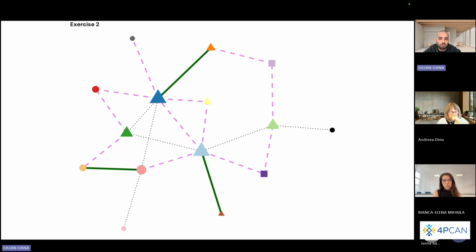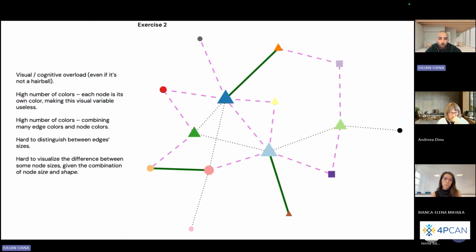They're the same size, but of course, because we've applied this combination of size, shape, and color, things tend to be very obfuscated. So here we also can talk about a visual overload and a cognitive overload, even if you're not talking about a hairball. So come on, it's a small network, only 15 nodes. But still, here I took everything out of the bag and applied it.